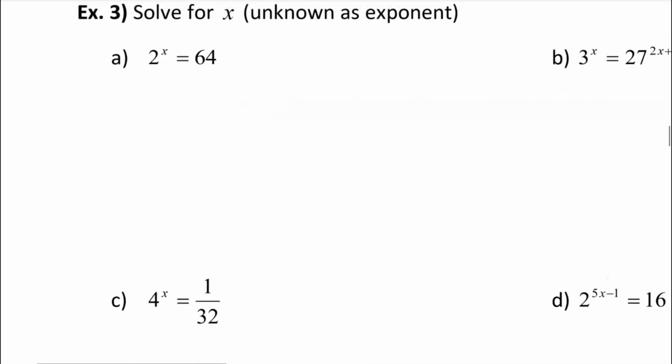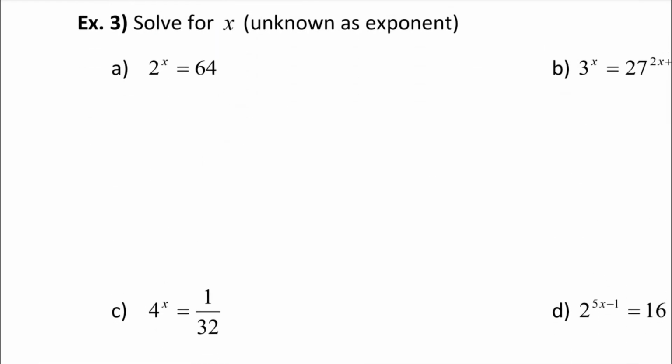Moving on, example 3. Solve for x. So now our unknown is the exponent. Okay, so we're going to have 2 to the power of x. Which means that we now need to switch this 64 so that they have the same base. Okay, so it's going to be 2 to the power of x.